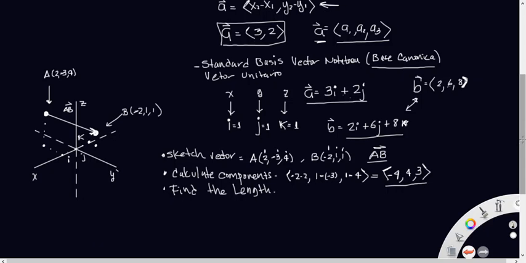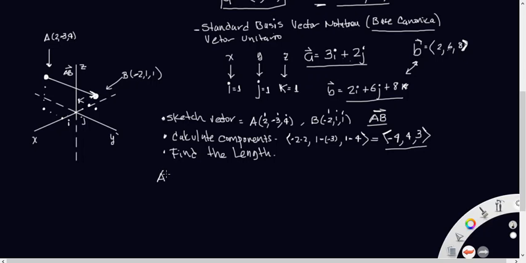Okay. Now, let's find the length. The length for vector AB, remember that we need to put this vector AB between these two vertical lines to represent the modulus, will be minus 4 squared plus 4 squared plus 3 squared, and we will take the square root of this.